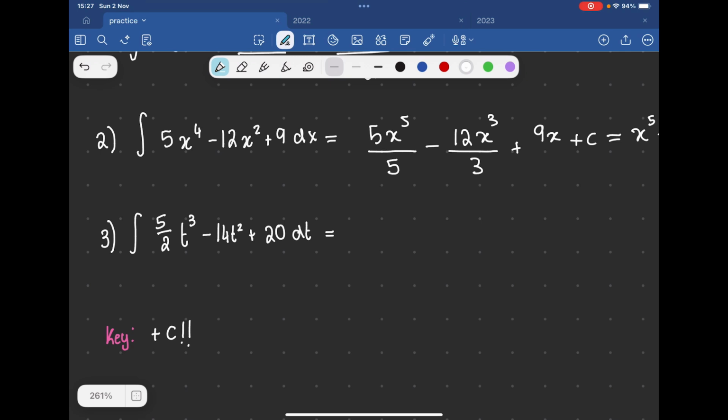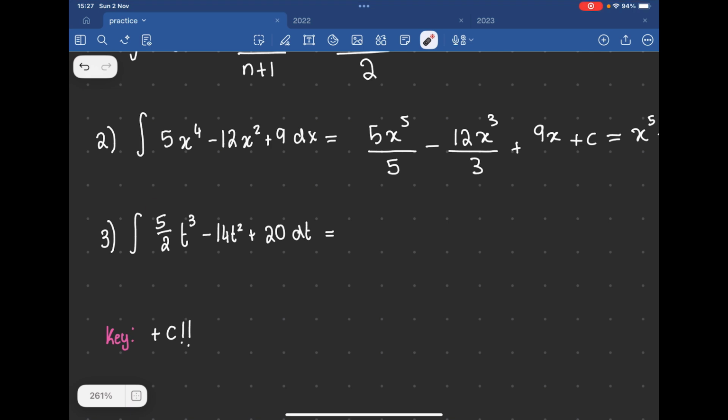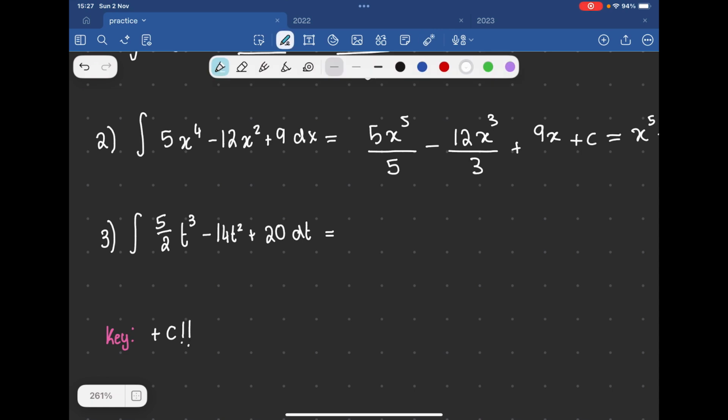So next we're going to move on to the third question of our indefinite integrals, where we have the integral of 5 over 2 t to the power 3 minus 14t squared plus 20 dt. Now the first thing that might throw you off is seeing this fraction. And you're like, oh, do I have to divide a fraction over a fraction? No. What you can easily just do is we can do 5 over 2.